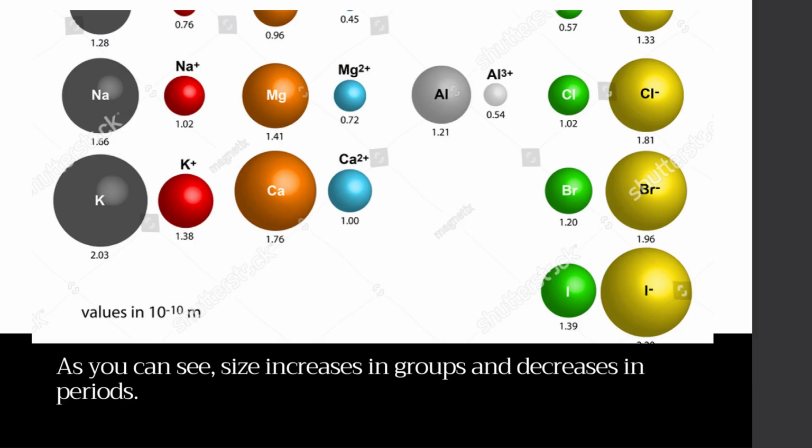Let's lock this in. Atomic radius decreases across a period, increases down a group. Cations are smaller than parent atoms. Anions are larger than parent atoms and their size decreases across periods and increases within groups. Periodic trends aren't random, they follow nuclear charge and electron shells.